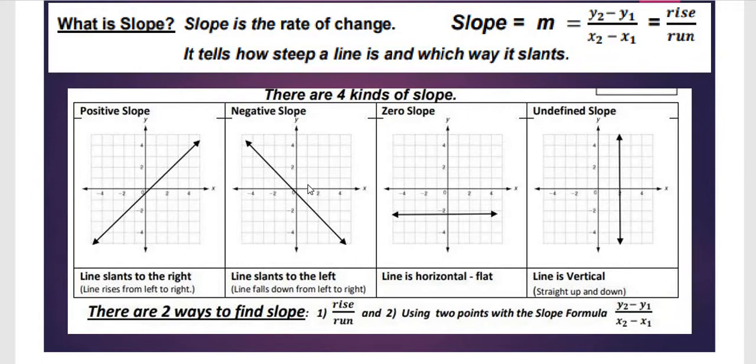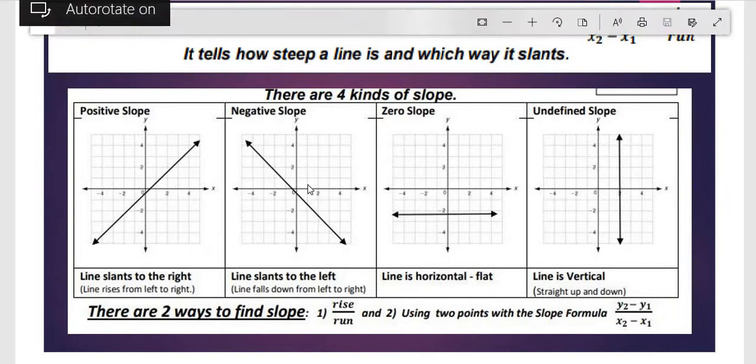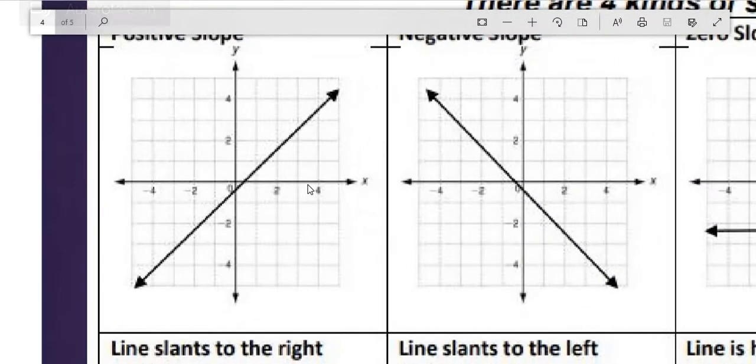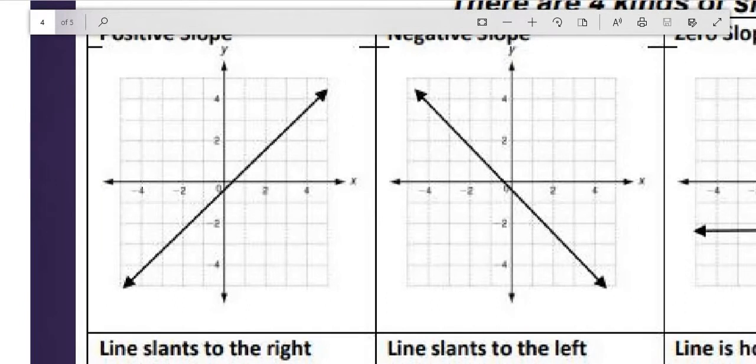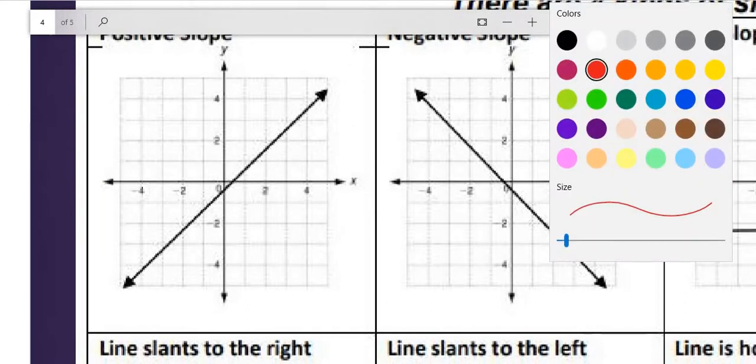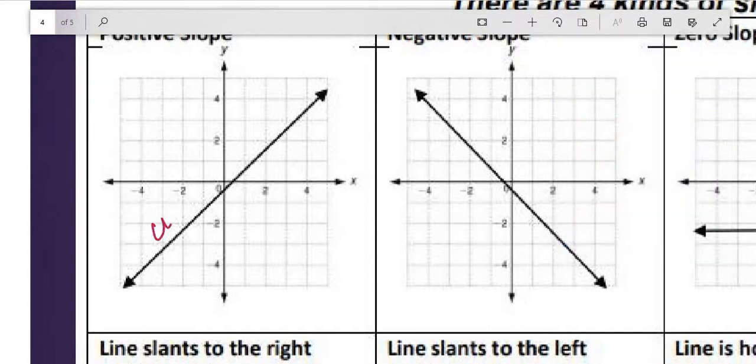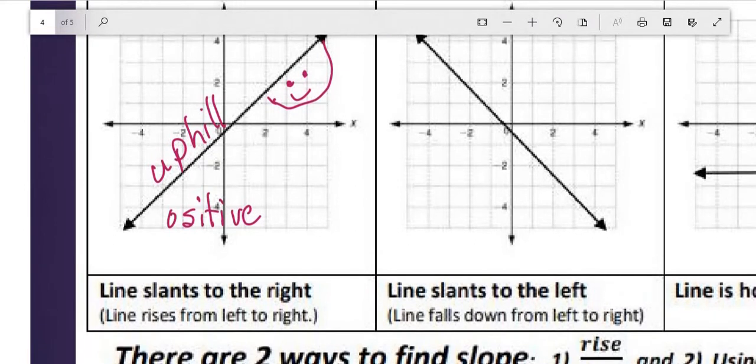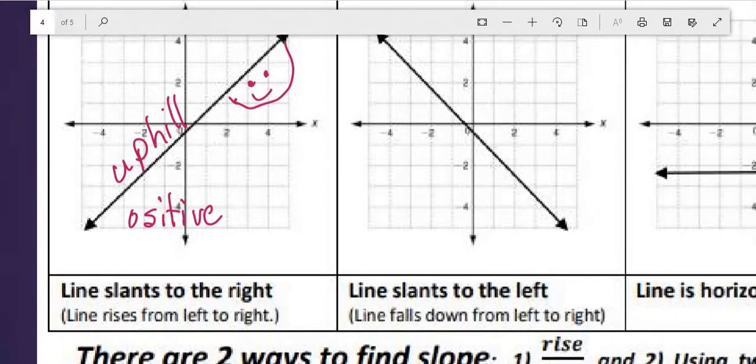So this first one, you see that the slope is moving up. I can write the word uphill on it because it is going uphill from left to right. I can draw the Big Dipper. There's my P for positive. So this is a positive slope. This slants from left to right.